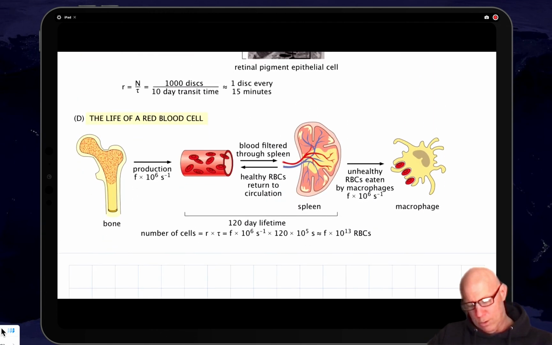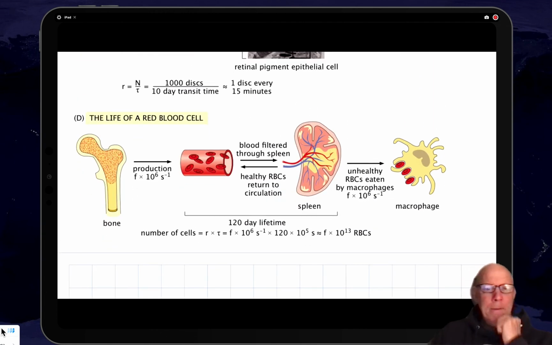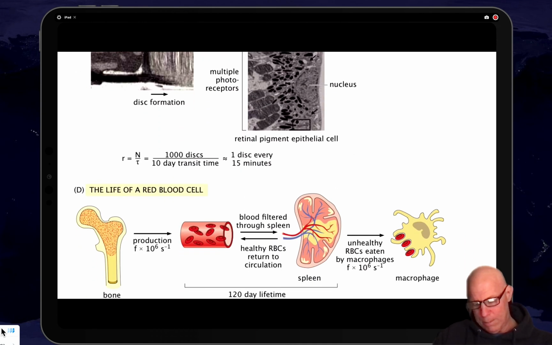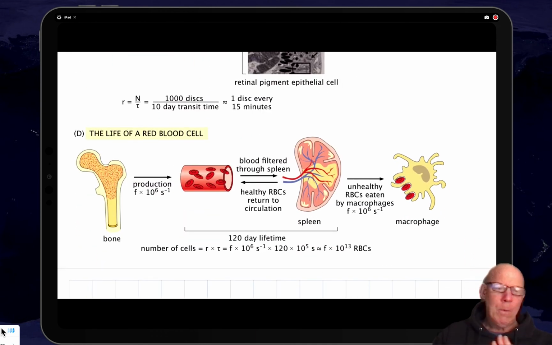There's a similar story for the life of a red blood cell. You can take a screenshot of this and try to work it through for yourself. But the main point is that in all three of these cases, the college students, the life of an outer segment, or the life of a red blood cell, it will have a similar story for mRNA production and degradation and population sizes and so on. That one we can kind of do in our heads.